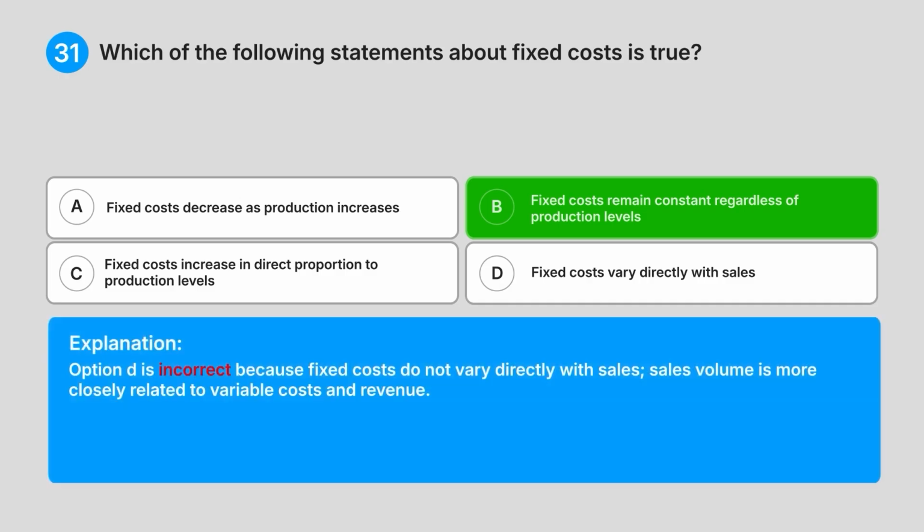Option D is incorrect because fixed costs do not vary directly with sales. Sales volume is more closely related to variable costs and revenue.